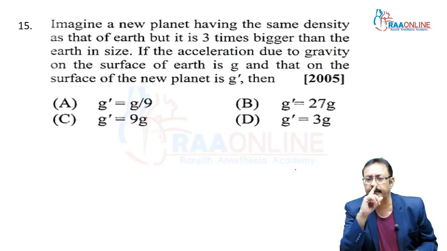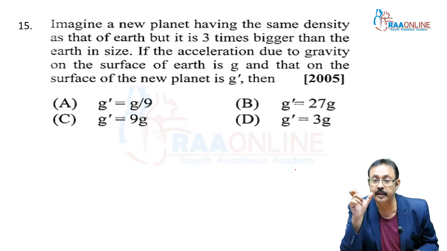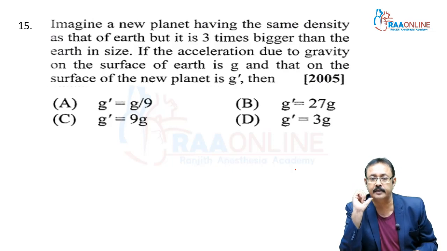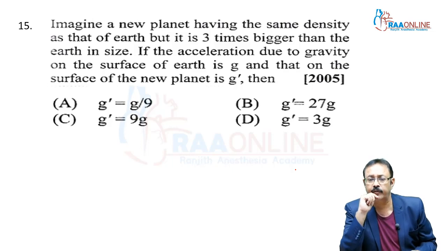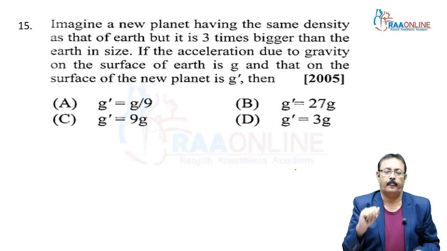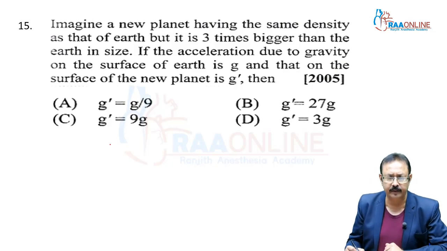Imagine a new planet having the same density as that of Earth, but it is 3 times bigger than the Earth's size. If the acceleration due to gravity on the surface of Earth is G and that on the surface of the new planet is G dash, we want to relate G dash with G. Same type of problem, a little bit different calculation. What is G? G m by R square.